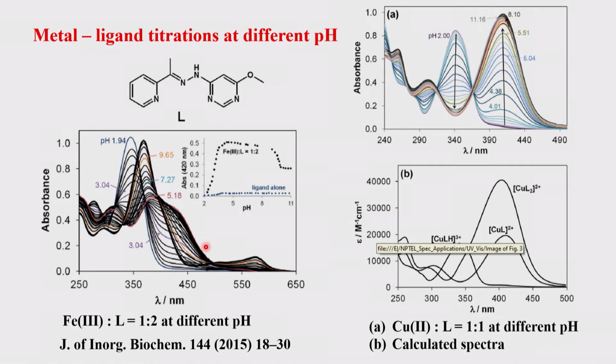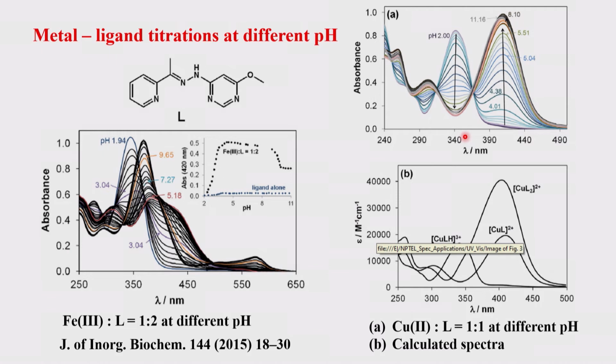That means in future, if one would like to do any kind of study using this complex, any catalysis or transformation reaction, they can do that reaction within that range, because beyond that it will break down into the ligand and the metal ion. But within that pH range it does not break down.